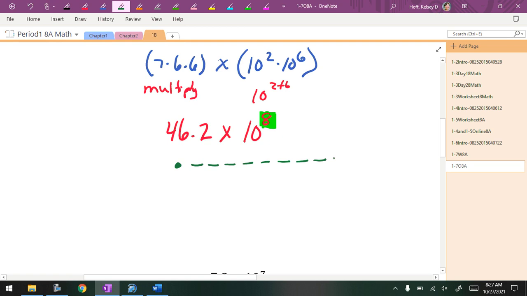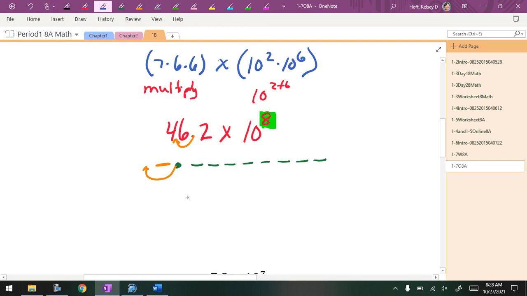Now, what do I have to do with my decimal in 46.2, Courtney? To the left, like this. So then I have to do the same thing in my dash diagram. Move it to the left. What happens in that open slot? We put a dash. So somebody raise your hand and tell me what my answer is.